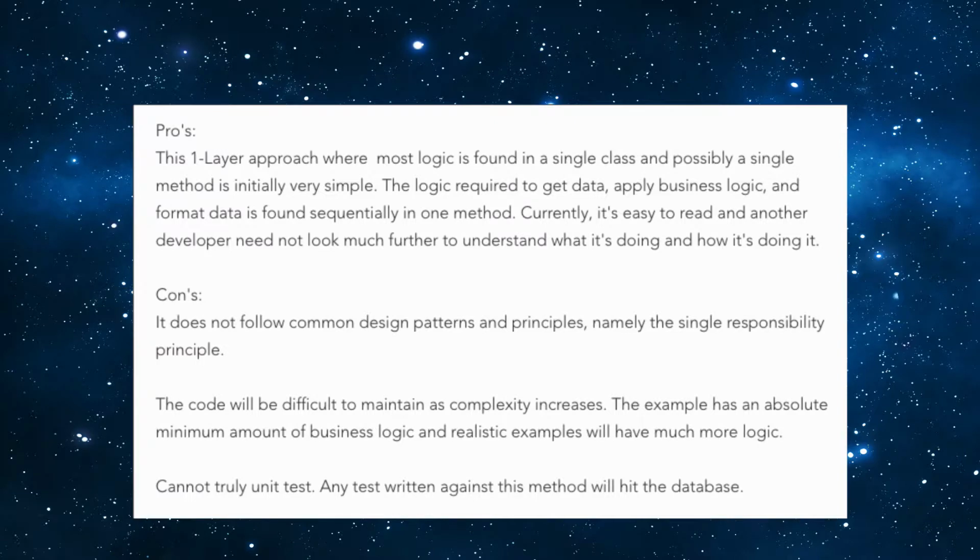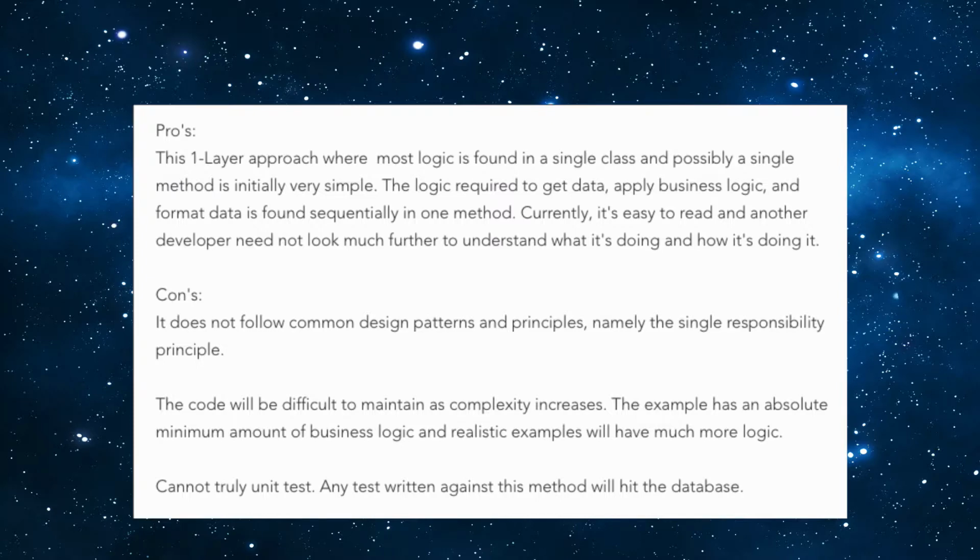Some of the pros for this approach is that most of the logic, and in this case all of the logic, is found in a single class and potentially a single method, which is relatively simple. The logic required to get the data, apply the business logic, and format the data is found sequentially in one method. Currently, this is very easy to read, and another developer need not look much further to understand what's going on to return this data.